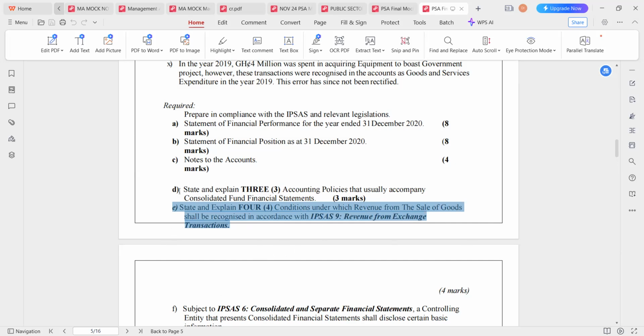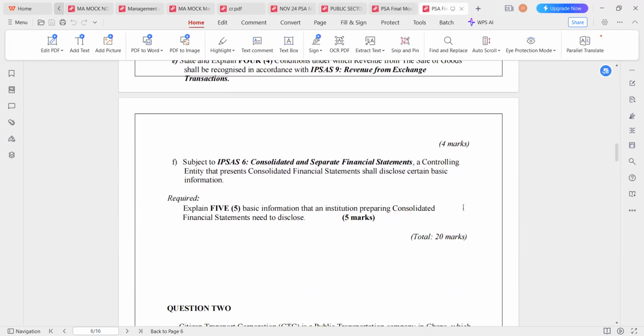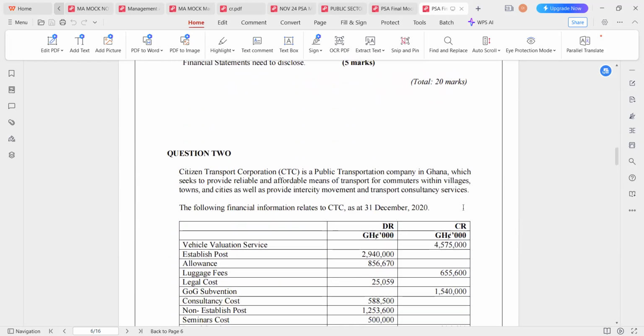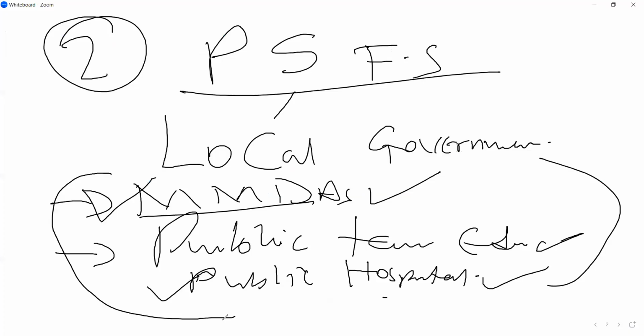And then this question too, I have a bonnet time on it. I never give up on this question. I think this one is due. Then the second question is on citizen transport. Let me also add this one to it. Citizen transport, that's the GBE.